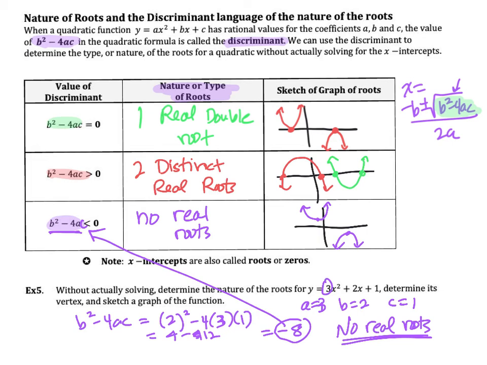So you can see this is a positive leading coefficient. That means the vertex would be above the x-axis and it would be opening upward.